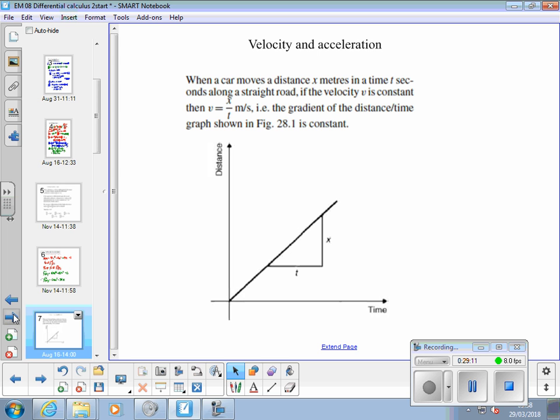Right? It's normal to use s as displacement. I don't know why it shows x here, or Bird shows x, I think. Alright? But in this particular case, we've got a constant velocity, so a constant 30 miles.